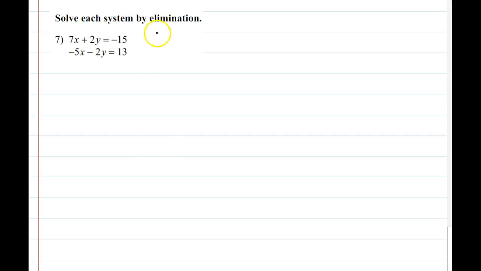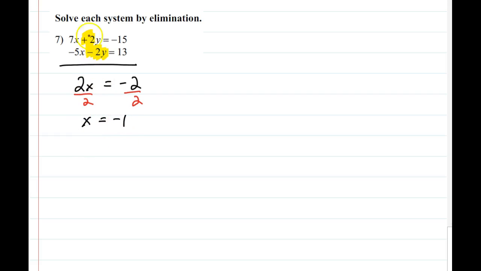Alright, so now we're going to solve by elimination. When we solve by elimination, we want to have opposite numbers. And so you can see here, we already have a positive 2 and a negative 2. So we're good to just take these and add them straight away. So we get 2x equals a negative 2. Divide both sides by 2. So x is going to equal negative 1.